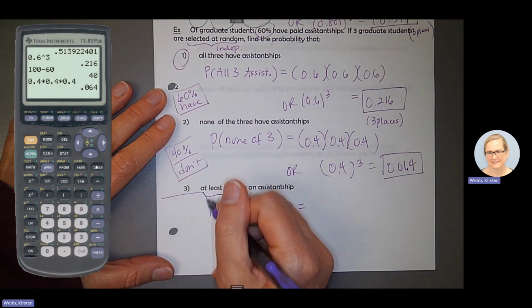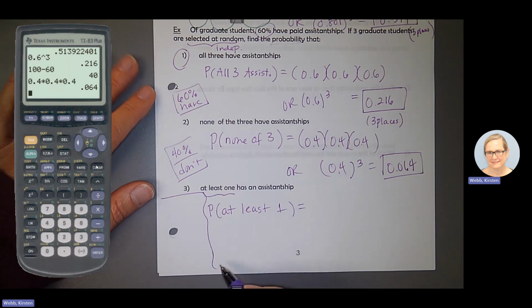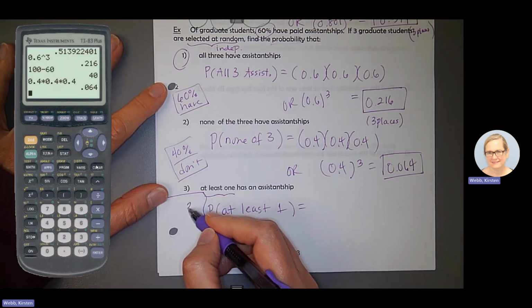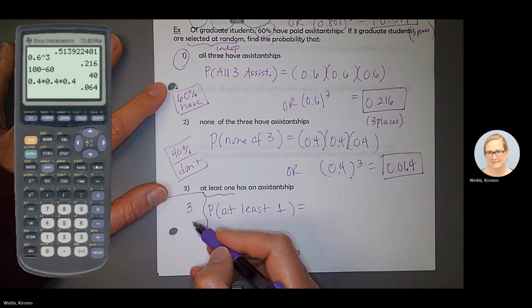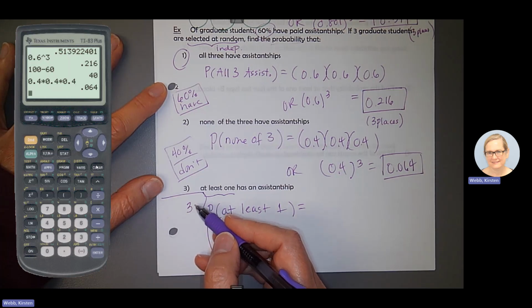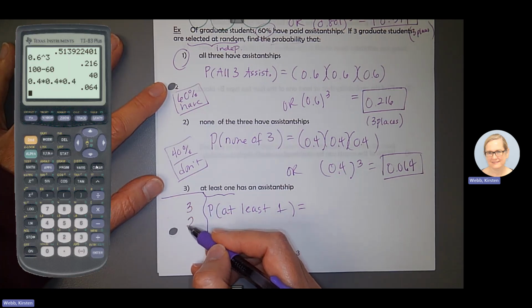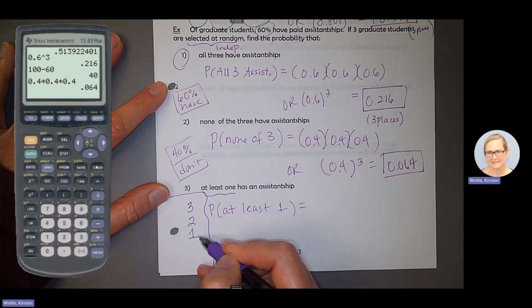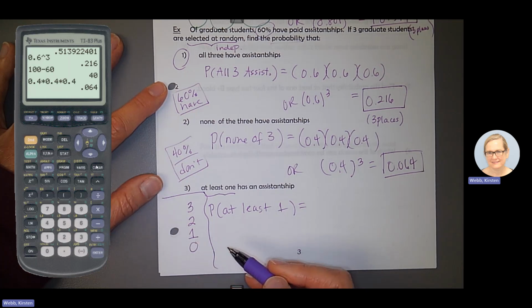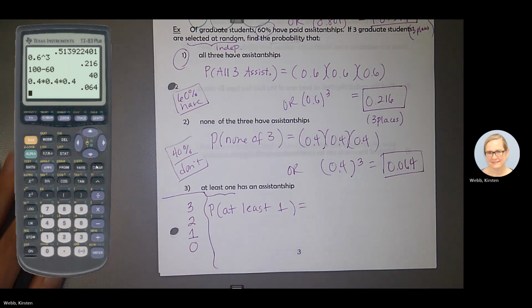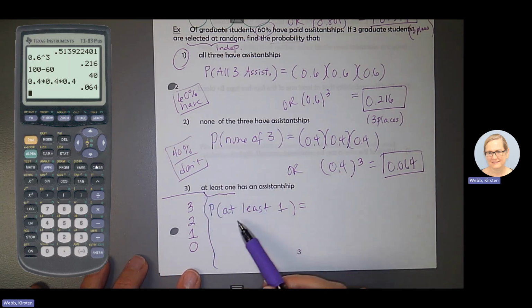So let's see. Let me make a little room over here for some thinking. We're talking about 3 people total. That means that all 3 of them could have an assistantship, or just 2, or 1, or none. That's the only possibilities, right? If we're talking about a total of 3. Which of these would qualify for at least 1?